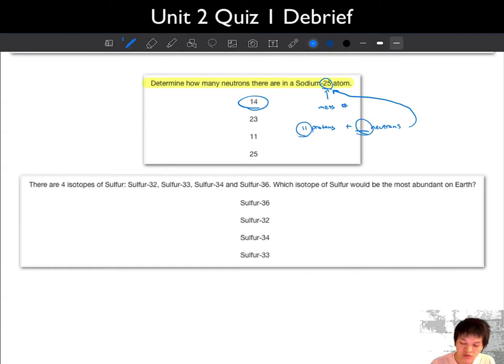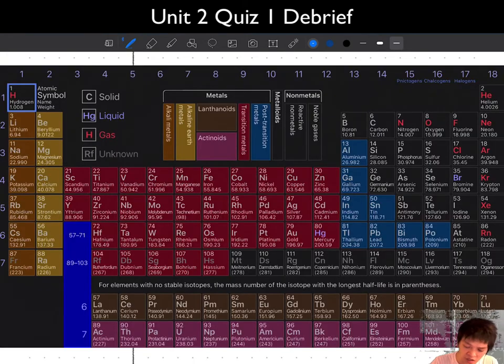Okay, next question. There are 4 isotopes of sulfur: sulfur-32, sulfur-33, sulfur-34, and sulfur-36. Which isotope of sulfur would be the most abundant on Earth? Seems like there's not enough information here, but remember, you have a periodic table. According to the periodic table, sulfur has an average atomic mass of 32.06.